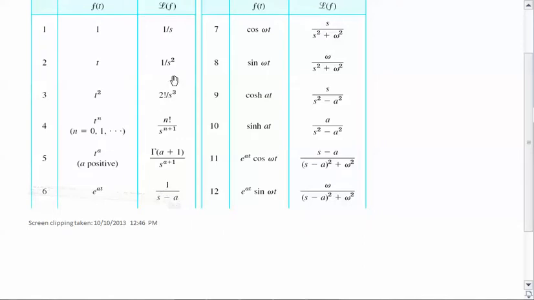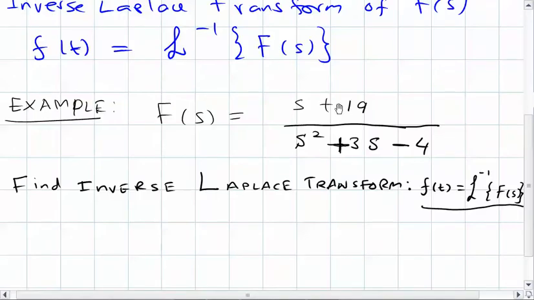So for example, if you have something like this as your Laplace transform function, capital F of s, then you know the inverse Laplace transform should be t, right? Same is true if you look at number 6. If you have 1 over s minus a as your capital F of s, or your Laplace transformed function, then your small f of t, your function, will be e to the at, right? So now let's go back and look at our problem. It is not anything like we see in our table, so we've got to do something with it.